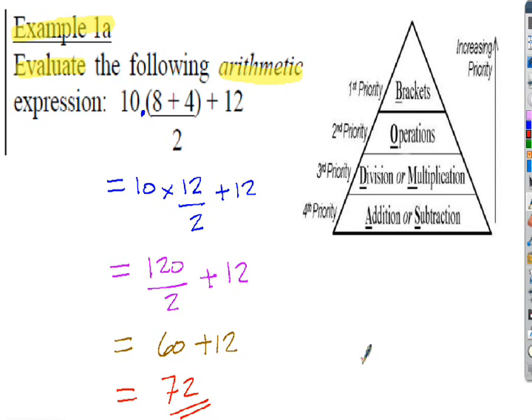The essence of this presentation though is to apply BODMAS to algebraic expressions, and that's what we'll be doing on the following slides.